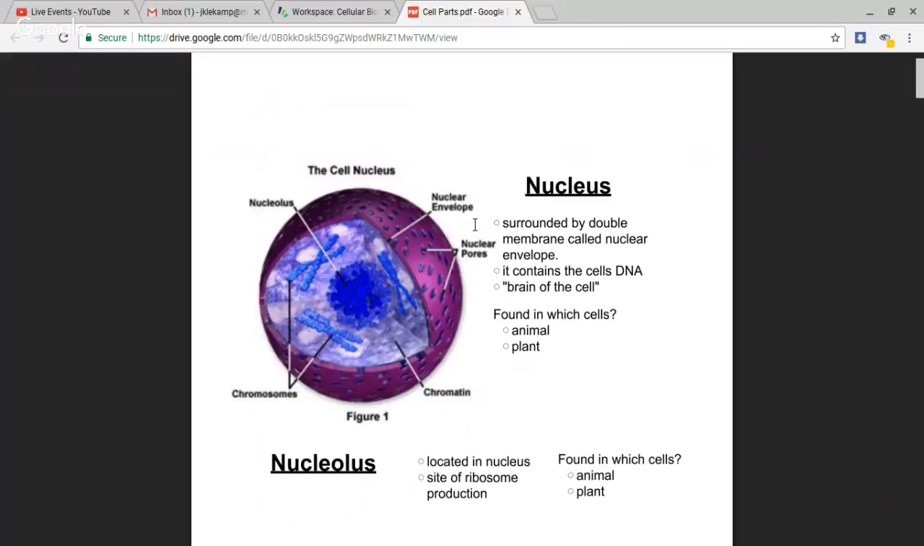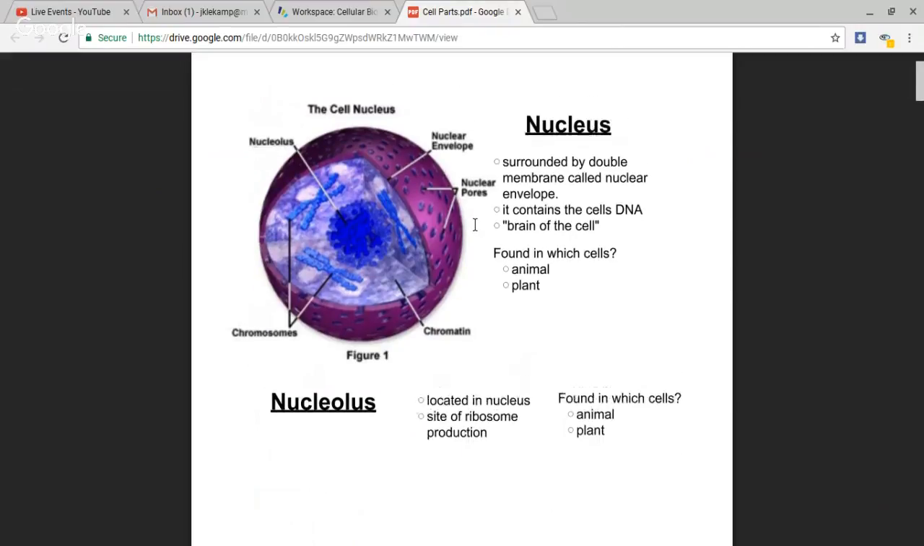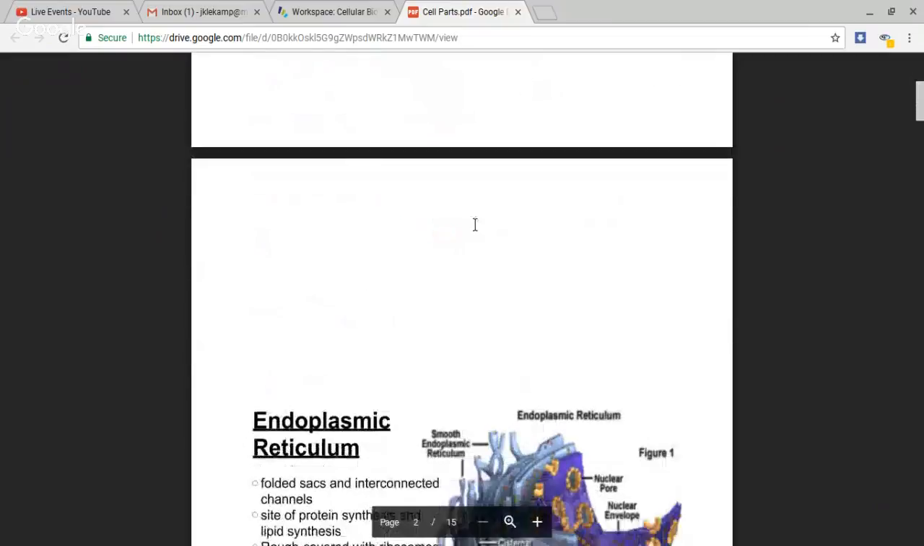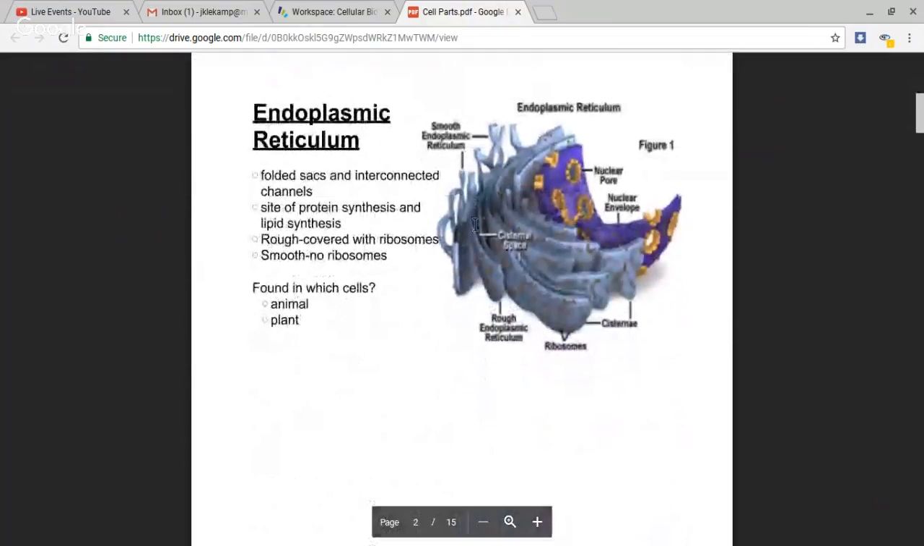The nucleolus is also located inside the nucleus. It's the site of ribosome production and RNA, and it is found both in animal and plant cells. The next one we're going to kind of tag together is the endoplasmic reticulum. Again, there is a rough and there is a smooth. It is a folded, interconnected sac of channels. It's the site of protein synthesis and lipid synthesis.